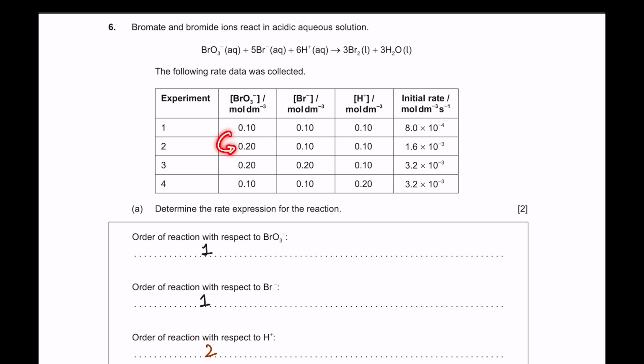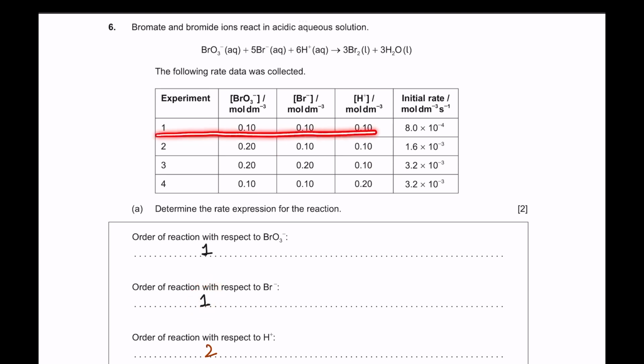We are doubling the BrO3- concentration, keeping Br- and H+ constant. While doubling the BrO3- concentration, you see that the initial rate also got doubled. So that means the rate is directly proportional to the BrO3- concentration. So the order of reaction with respect to BrO3- is 1. Similarly, we keep the BrO3- concentration constant and double the Br- concentration. We see that our initial rate also gets doubled. So our order of reaction with respect to Br- is also 1.